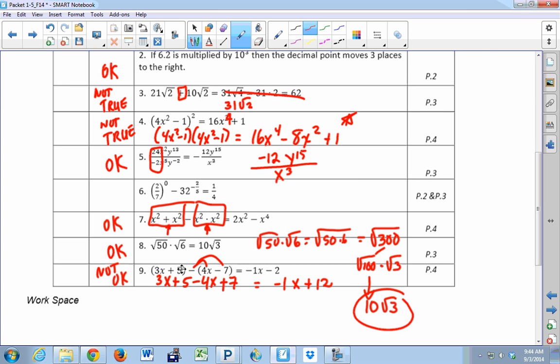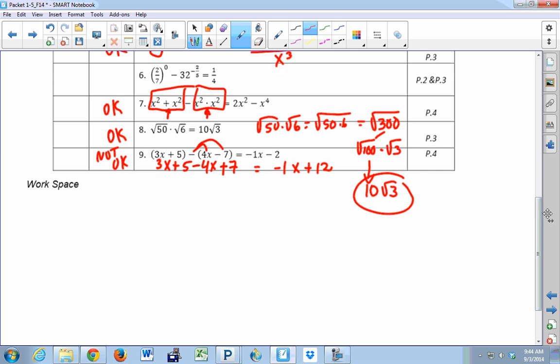And now number 6 seemed to be the big one that most of you had difficulty with. So let's talk about this particular one.